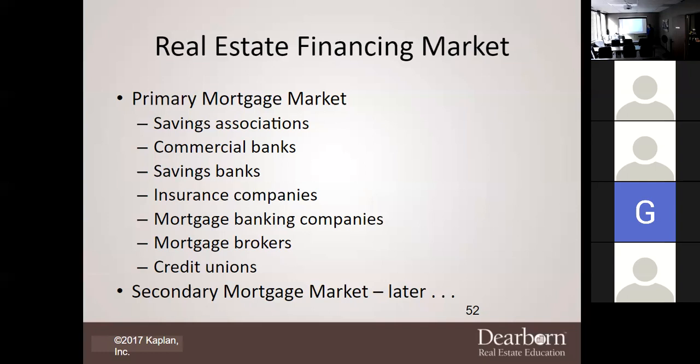So of course, in this situation there are two different types of markets. The very first one is what we call the primary mortgage market, and that's where you go down to the bank and you borrow money. If Mr. Grossman needed to buy a house, for example, he's not going to go to the government, to the president, and say, can I borrow some money? He's going to go down to either a savings association, a commercial bank, a savings bank, and even an insurance company, though they're not as common. Mortgage banking companies, maybe even a mortgage broker or a credit union. Most of these are going to be ones that will lend money to you.